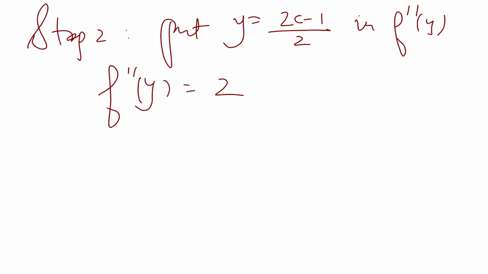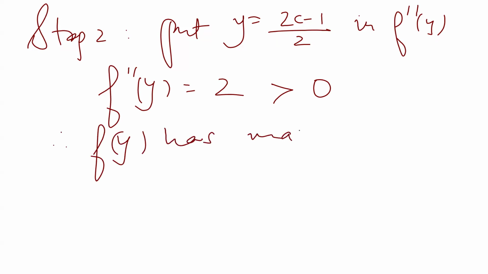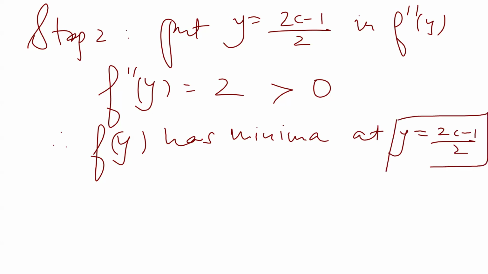F double dash y is 2, which is greater than 0. We can't really put this value anywhere in y. Okay, f double dash y. So directly we can comment it is greater than 0. Therefore, f of y has minima at y is equal to 2c minus 1 upon 2.